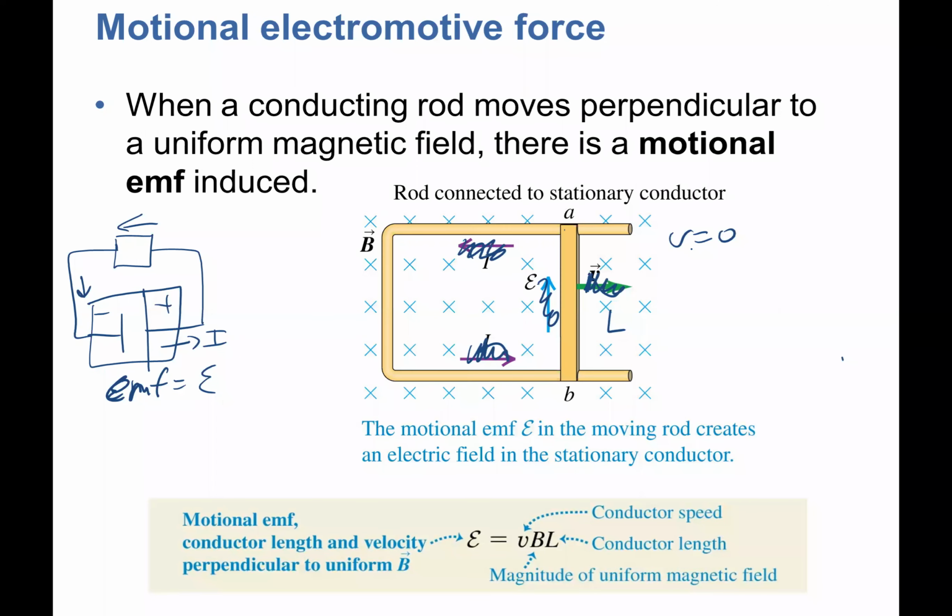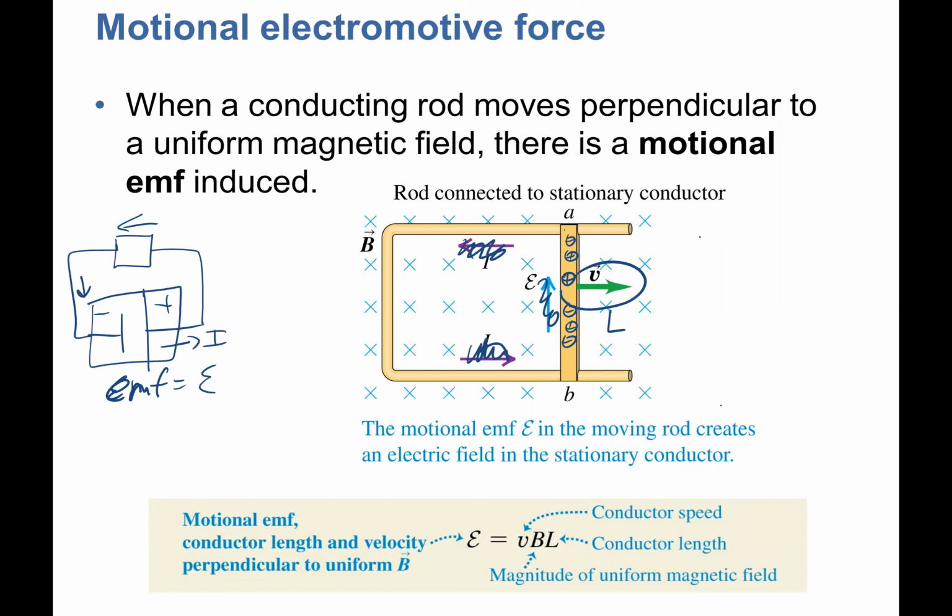But remember, that rod is a conductor, so it has some charges, positive charges and negative charges, and they're randomly moving in random directions. Because it's a neutral conductor, it has a bunch of negative and positive charges. So what I'm going to do is take this rod and pull it to the right with some constant velocity. That means the velocity is no longer 0; it is now moving.